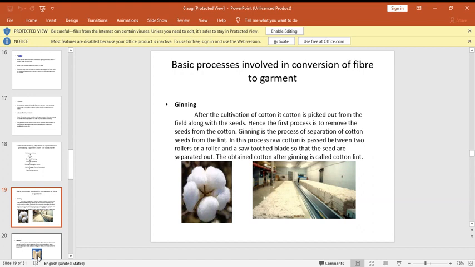So ginning: after the cultivation of cotton, the cotton is picked from the field along with the seeds. Hence, the first process is to remove the seeds from the cotton. Ginning is a process of separating cotton lint from the seeds. In this process, the raw cotton is passed between rollers, or a roller and saw-toothed blades, so that the seeds are separated out. The cotton obtained from ginning is called cotton lint. Here I've shown the cotton ball, and after separation from the seed, the cotton is shown here, which is called cotton lint.